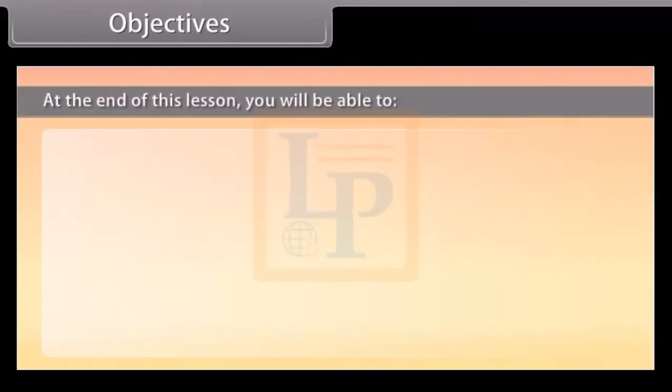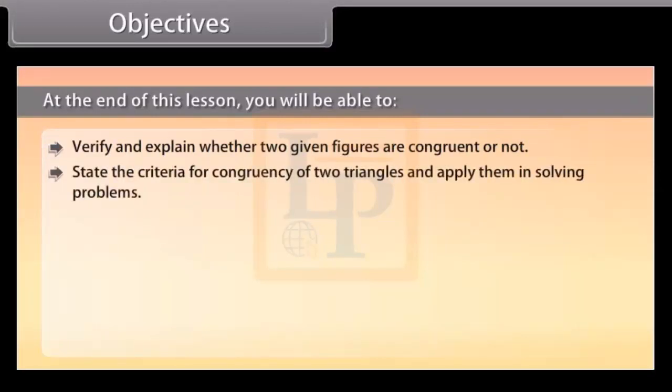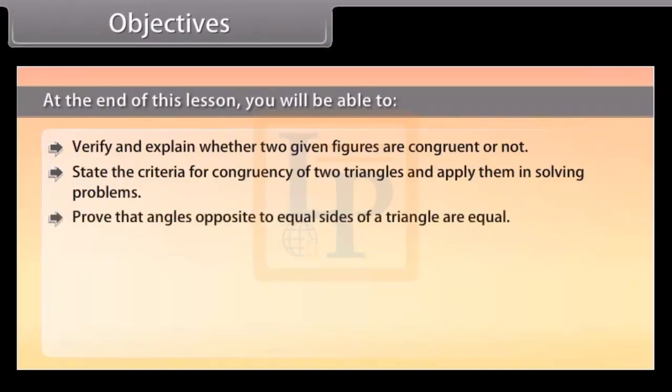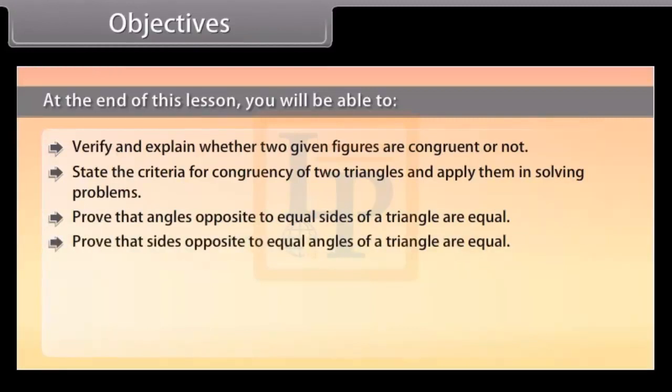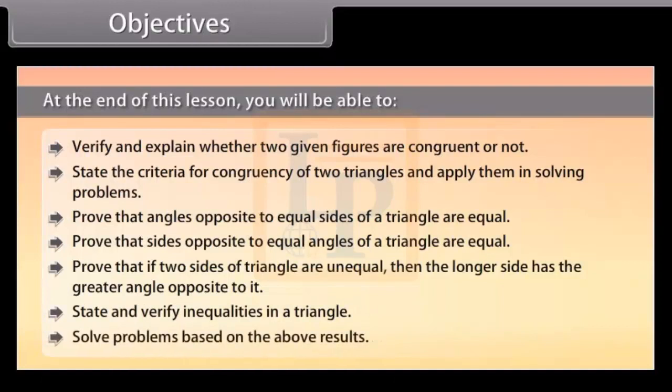Objectives. At the end of this lesson, you'll be able to verify and explain whether two given figures are congruent or not, state the criteria for congruency of two triangles and apply them in solving problems, prove that angles opposite to equal sides of a triangle are equal, prove that sides opposite to equal angles of a triangle are equal, prove that if two sides of triangle are unequal, then the longer side has the greater angle opposite to it, state and verify inequalities in a triangle, solve problems based on the above results.